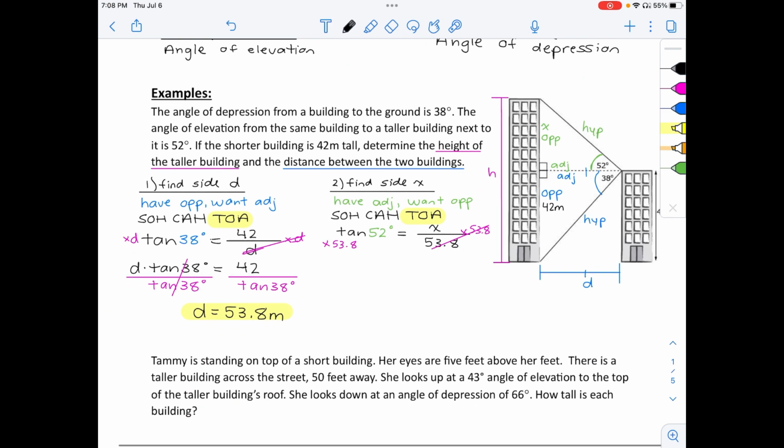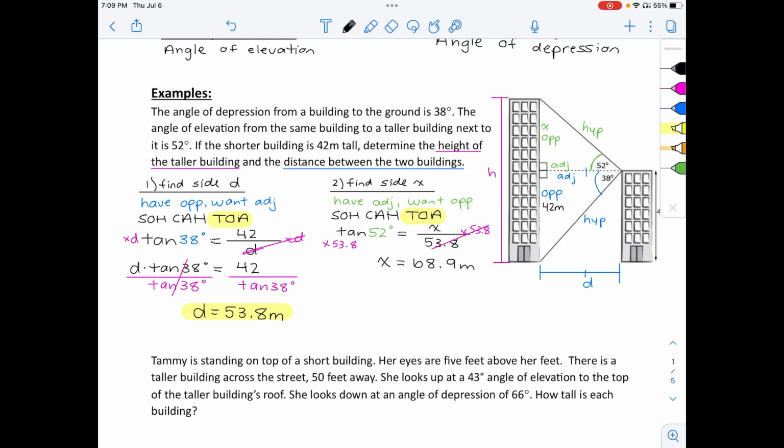And then I'm just going to put x here for my solution just because I like it to be on the left side. But what I'm doing is 53.8 multiplied by the tangent of 52 degrees, and I get approximately 68.9. Okay, again, I'm rounding to the nearest decimal place, 68.9 meters.